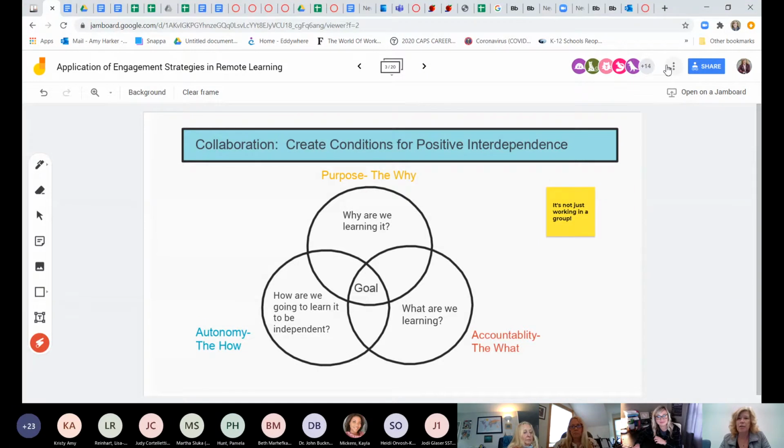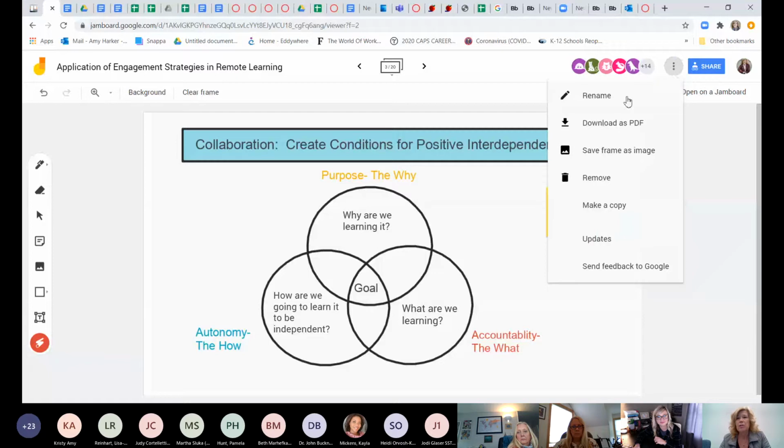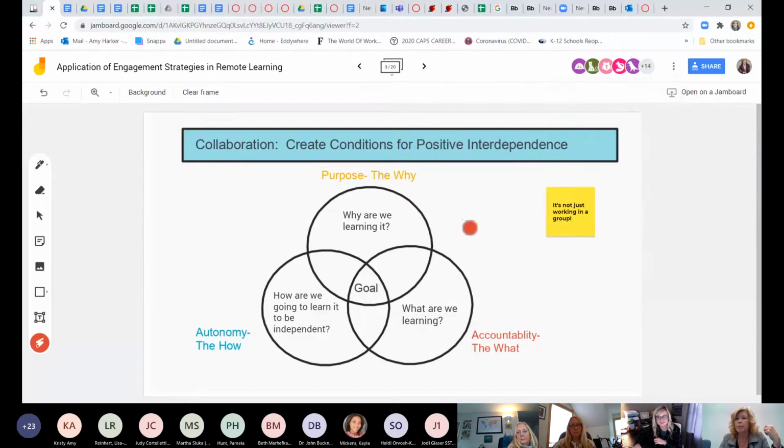The next thing that you need to know about is these 3 little dots up next to the share button, and those allow you to rename it, allows you to download it as a PDF. You can save your frame as an image, or you can remove the whole thing. And then of course, if you want to do several copies of your whole presentation, then you can make a copy here and you don't have to reinvent from scratch. And it allows you to do updates, and then if you have a problem, you can send some feedback to Google. But good ways to know how to save your presentation.